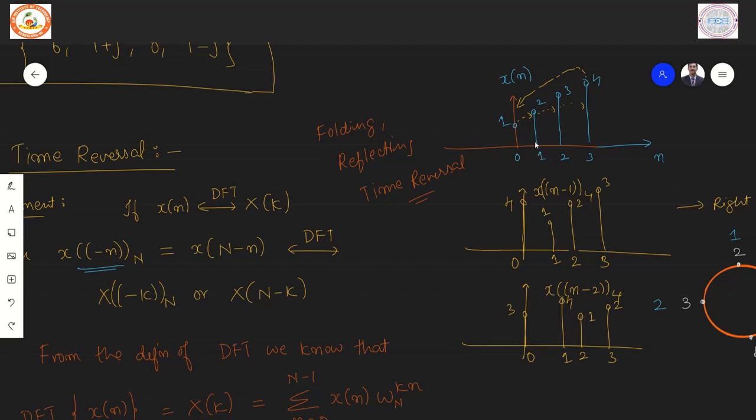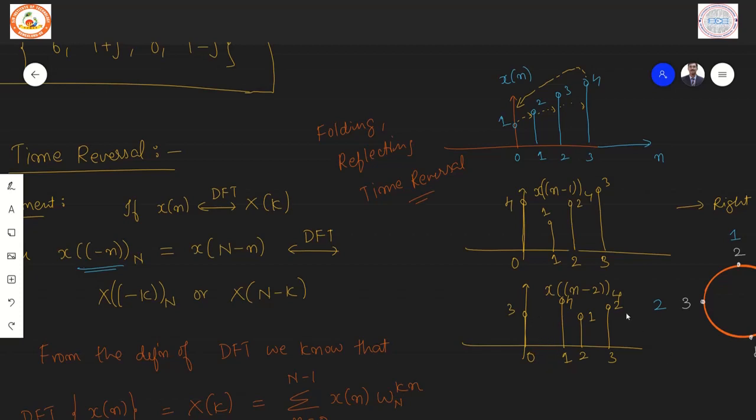So let us say the sequence is as given here: 1, 2, 3, 4. We are aware of the shifting operation. So when you shift it, x of n minus 1, it's a rotation. When you shift it by n minus 2, it's a rotation, that is, we are moving two elements to the right and we are bringing them around and adding them at the beginning. So this we are aware of in the case of a shift operation.